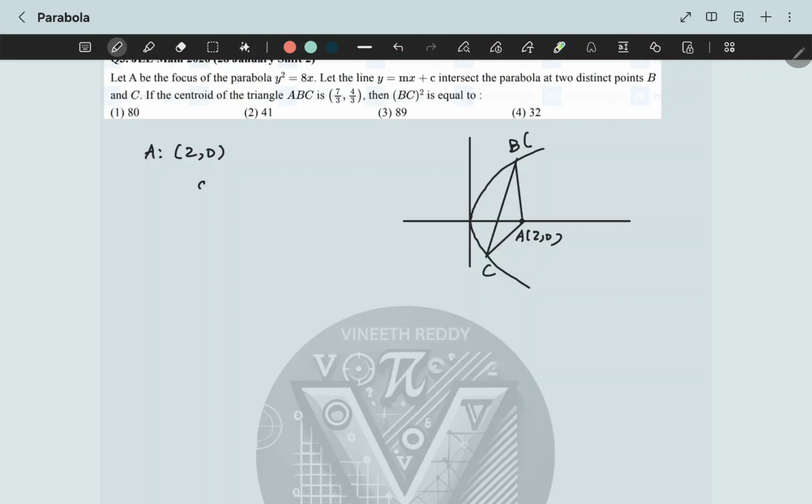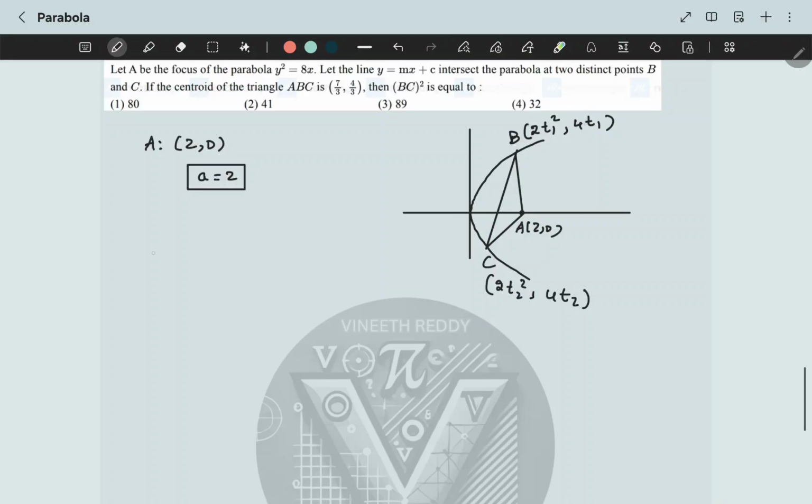So let us take, what is a equal to 2, right? Because 4a is 8, a is 2. So let us take coordinates of B as (2 t1 square, 2a t1), that means 4 t1. And coordinates of C will be (2 t2 square, 2a t2). That means 2 into 2 is 4, 4 t2. So we know one thing that the centroid is (7/3, 4/3).